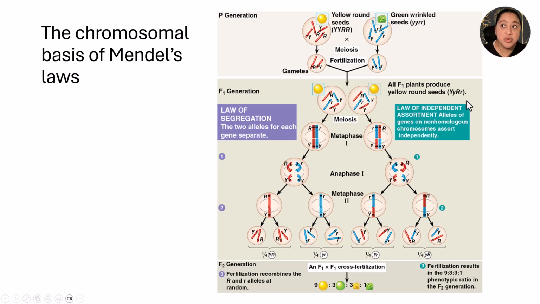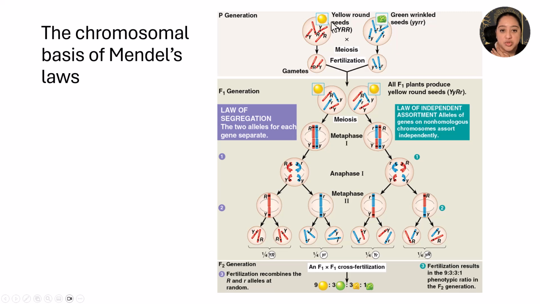I think what's even more impressive is that he came up with the law of independent assortment. And so he said that the alleles of genes on different chromosomes that are non-homologous assort independently from each other. So it's not always that dominants go together or recessives always go together, like they assort independently of each other. And so now we can show that with chromosomes.